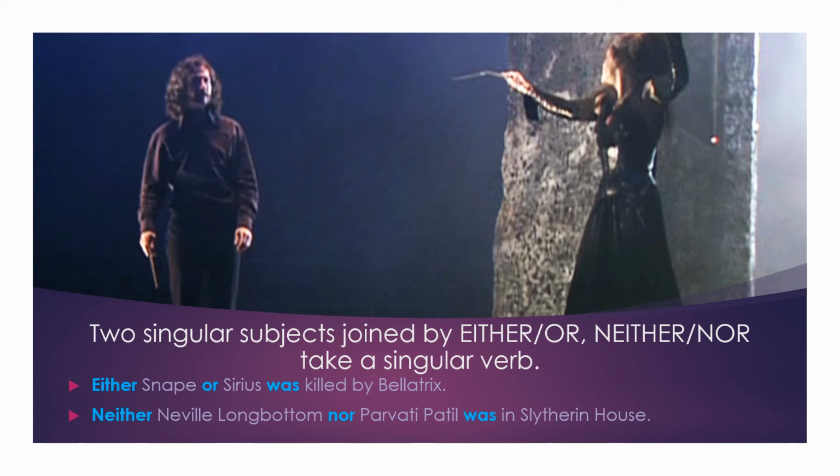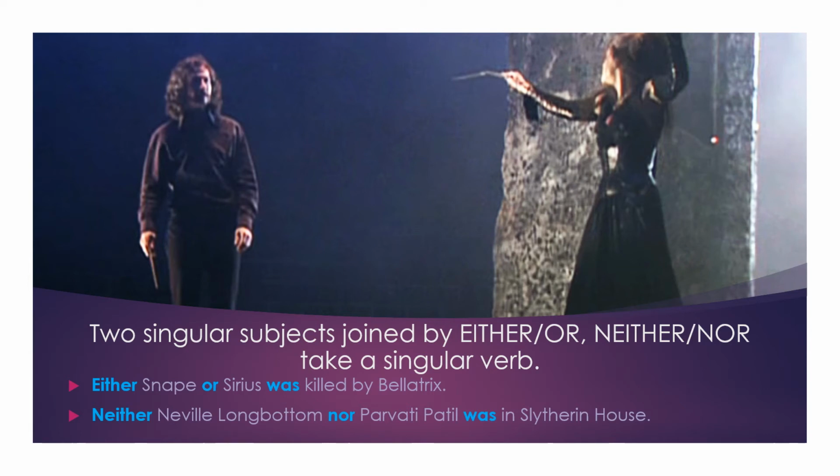And when we have the pairs like either or, neither nor, again, if the subjects are singular, we'll be using a singular verb along with them. Either Snape or Sirius was killed by Bellatrix. So either Snape or Sirius would mean that only one of these two was killed by Bellatrix. Now yes, for the Harry Potter fans, we know that Sirius Black was killed by Bellatrix. So either Snape or Sirius, because we are only talking of one entity, therefore the verb will be singular, was killed.